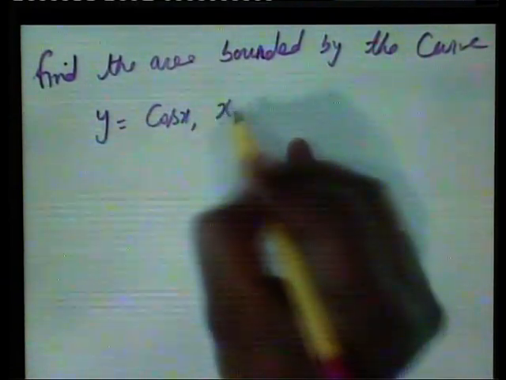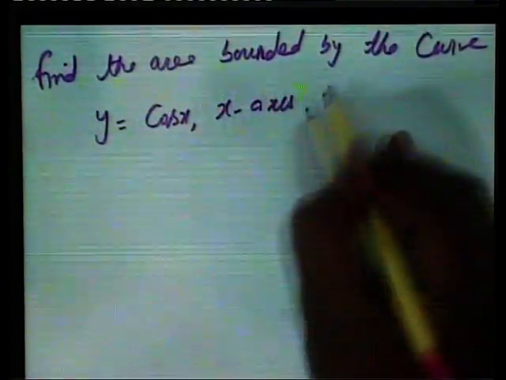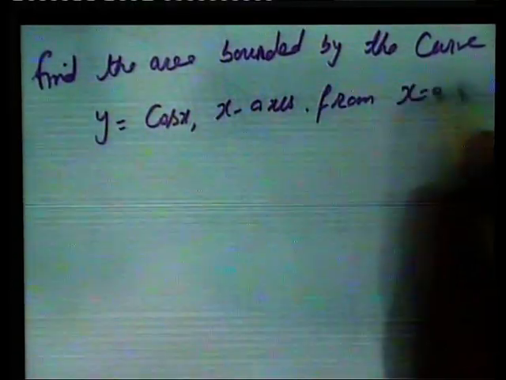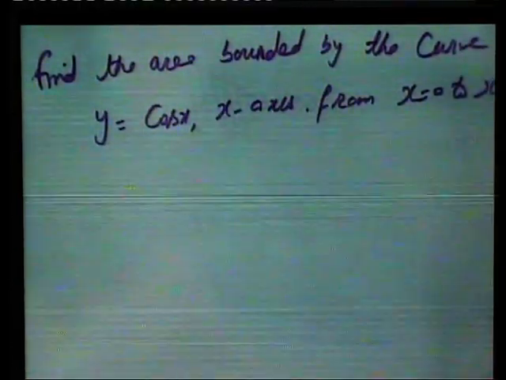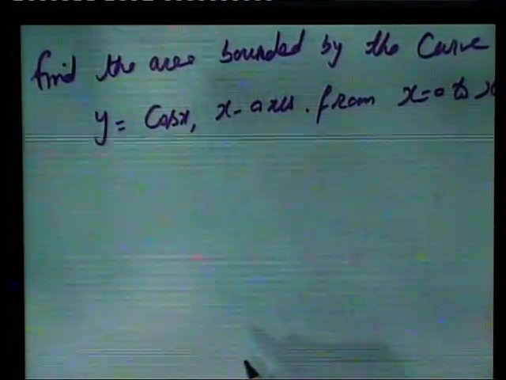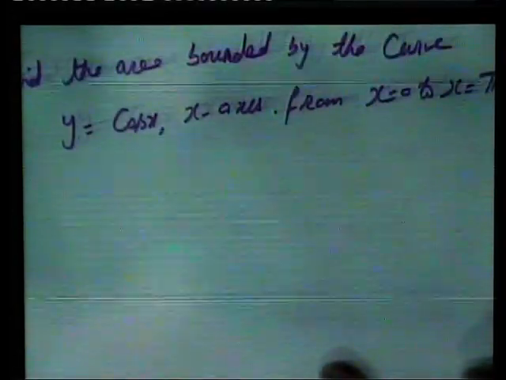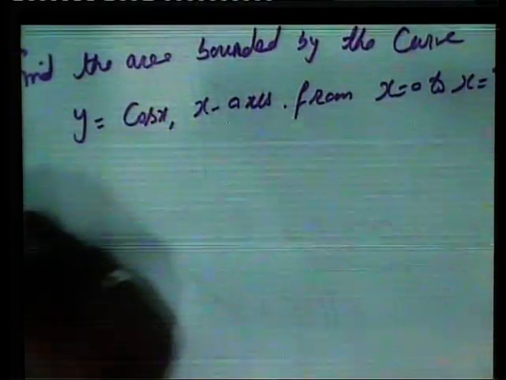Find the area bounded by the curve y is equal to cos x, x axis from x is equal to 0 to x is equal to pi.